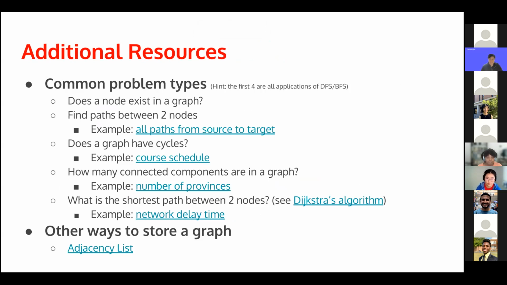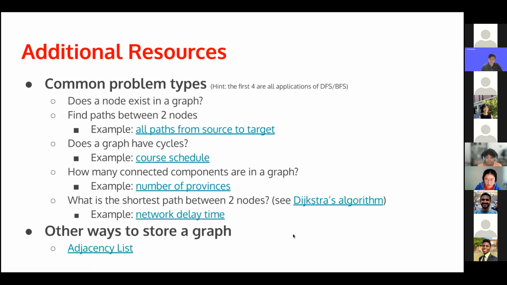So the first four of these are all applications of DFS or BFS. But for the last question, you'll actually have to use a new algorithm we didn't cover today because of time. It's called Dijkstra's, a well-known algorithm for finding the shortest path between two nodes. So if you're interested in that, you can follow this link and read up on it yourself.